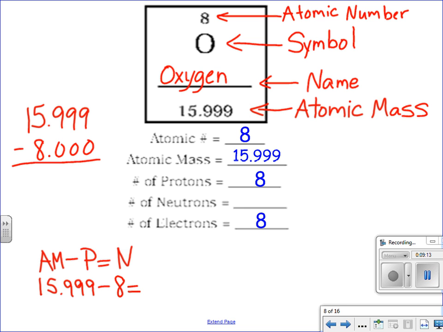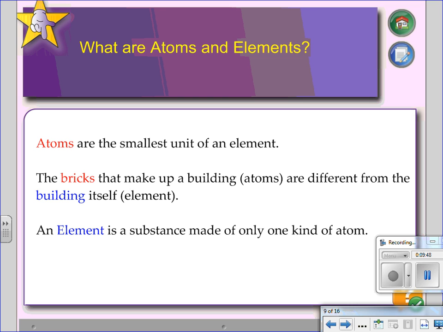8.000. 9 minus 0 is 9, and 9 minus 0 is 9. And we know that 15 minus 8 is 7. So the number of neutrons in oxygen is 7.999. You want to go over and review this, so stop this video, go back and practice it. Write some out on the paper, look in your book how we did it, because this will be on the test. All right, last thing that we talked about was what are atoms and elements.